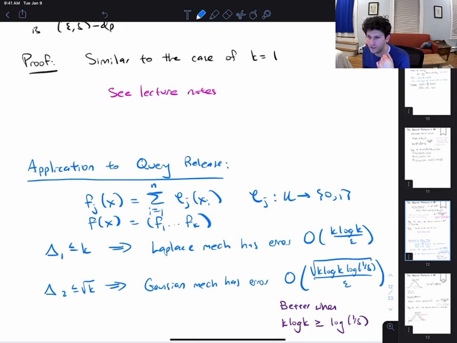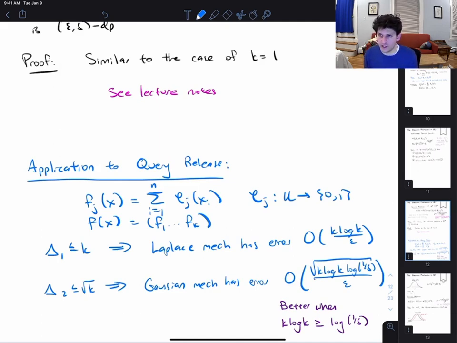If you compare those, and ignore the log 1 over delta factor, the Gaussian mechanism's error would just be better. We would basically take the numerator and take its square root, so much smaller. The log 1 over delta factor means that this will only be an improvement over Laplace when we answer enough queries. In particular, when k log k is bigger than log 1 over delta, we'll get an improvement. So that's what I wanted to say about Gaussian noise. It allows us to get better error when we're releasing queries or statistics in high dimensions.